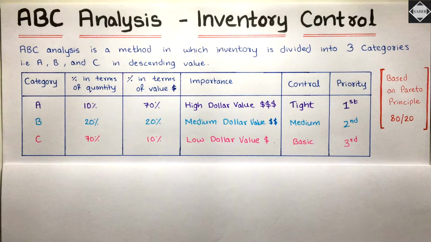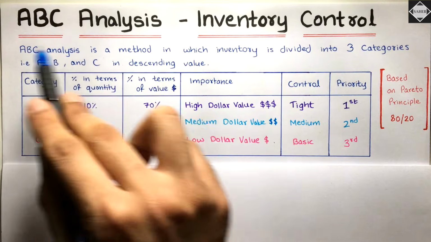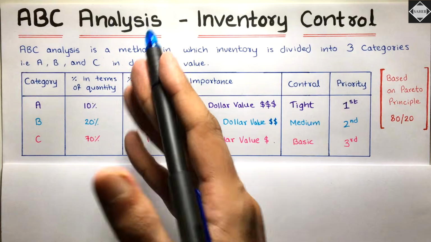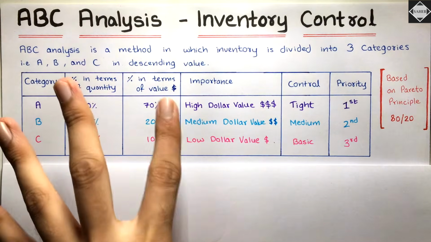Today in this video of material costing chapter, we are going to understand this technique of inventory control which is called ABC analysis, and this is based on relative classification. Alright, so let's just start this video and let's understand what this ABC analysis is all about.